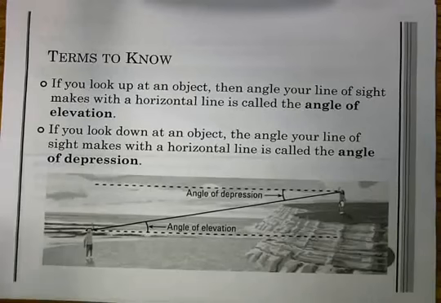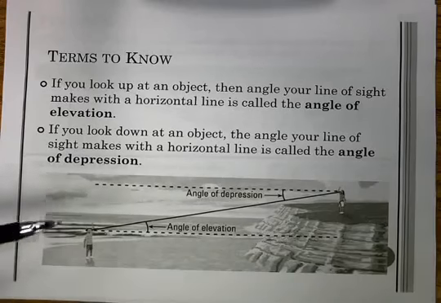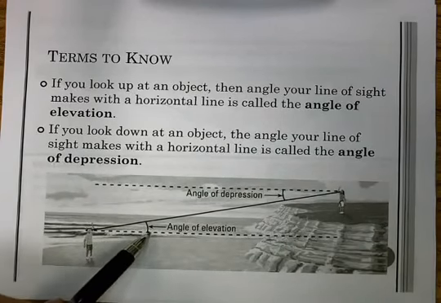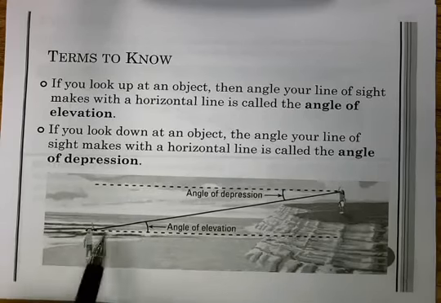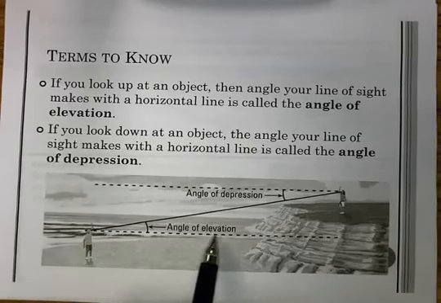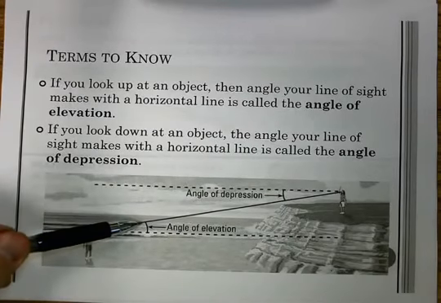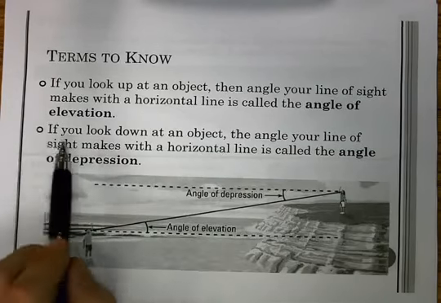And first off, if you're standing looking up at an object, the angle your line of sight makes with the horizon line is called the angle of elevation. So this person's standing down here looking up at their friend. There's a horizontal line that goes to the horizon, and there's this line that they're staring on. That's going to be our angle of elevation, so it's looking up.